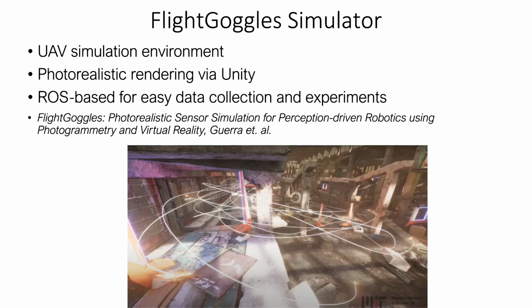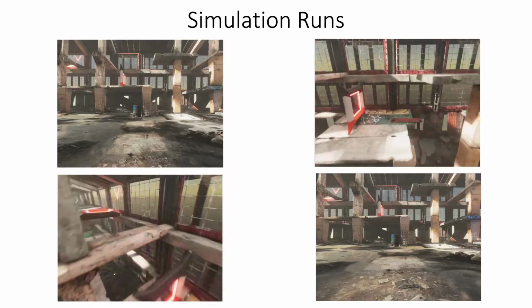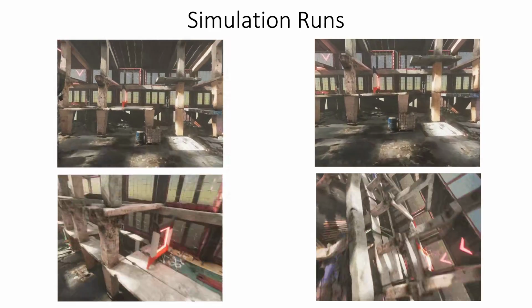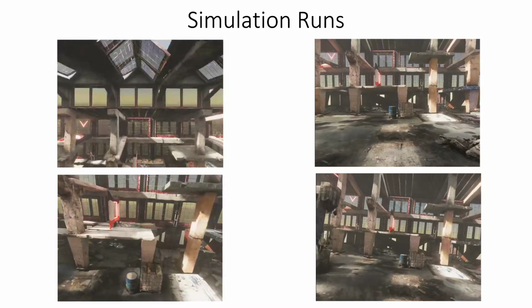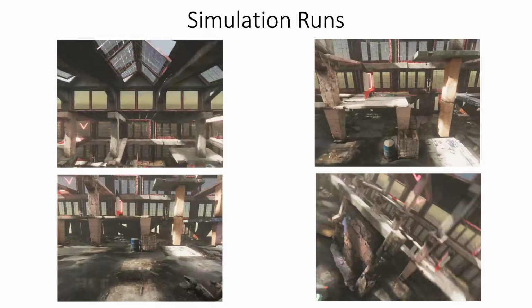For our experiments, we use the FlightGoggles Simulator. It is a rich UAV simulation environment with photorealistic rendering via Unity. It also supports ray-based collection of data and experimentation. We ran 4 different trajectories of the simulation, each of which are non-trivial and involves some particular maneuver. We use these as our evaluation basis.